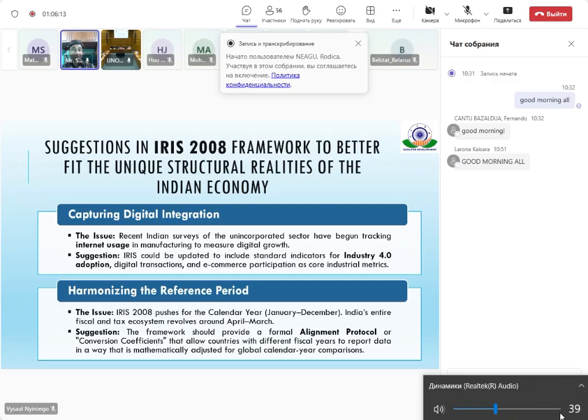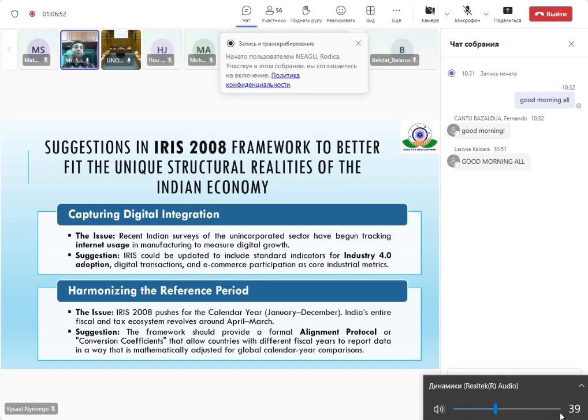And harmonizing the reference period is also a critical issue. IRIS pushes the calendar year, January to December, whereas in India the entire fiscal and tax ecosystem revolves around April to March. So my suggestion is that the framework should provide a formal alignment protocol or conversion coefficients, if available, that allow countries with different fiscal years to report data in a way that is mathematically adjusted for global calendar year comparison. Because for UNIDO, whatever data we provide is transformed to the calendar year, but in India, everything is April to March. That kind of fiscal year is there.